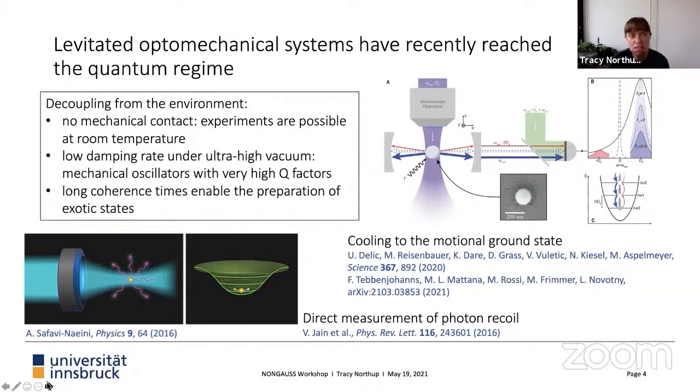So this really puts these levitated systems now in an exciting place where we can really start to say, okay, you start in this quantum mechanical ground state, and can you go from there to non-Gaussian states, building on that first preparation, that first cooling step. So these two examples, or actually all three examples that I'm referring to on this page about photon recoil and ground state cooling, these are about particles that are held in optical traps.